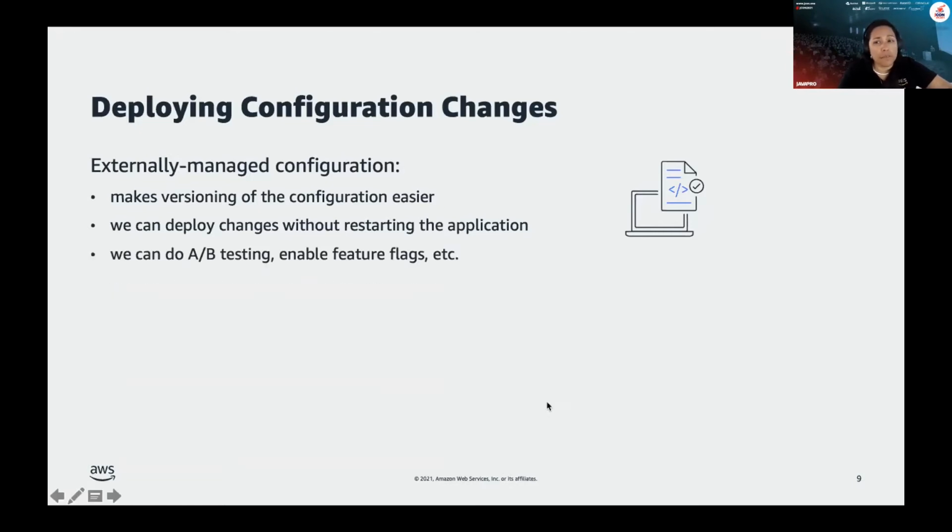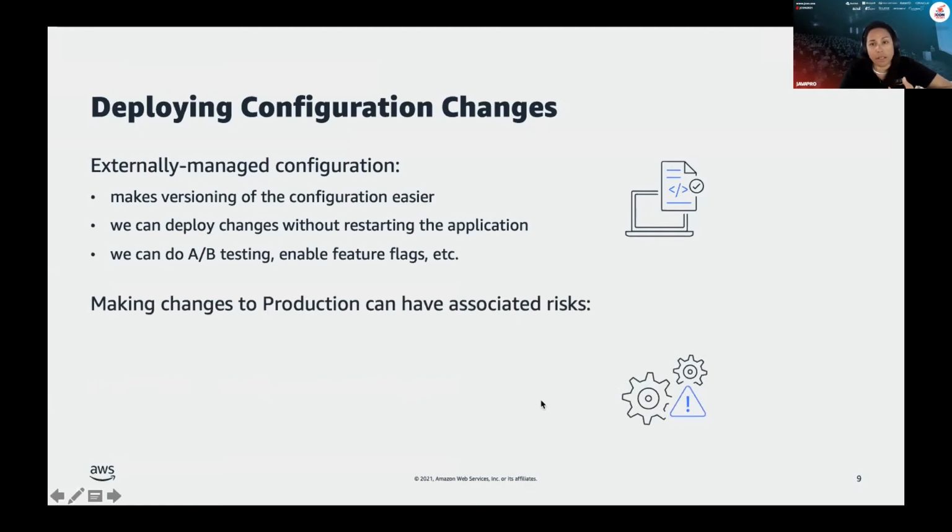And we can do a number of interesting things, such as enabling features by feature flags, doing A/B testing, so distributing two versions of the same feature to different user sets, and so on. But if we think about making changes to configuration while our application is running, and for example, if it's running in a production environment, there are of course things that can go wrong. There are some risks that are associated with that.